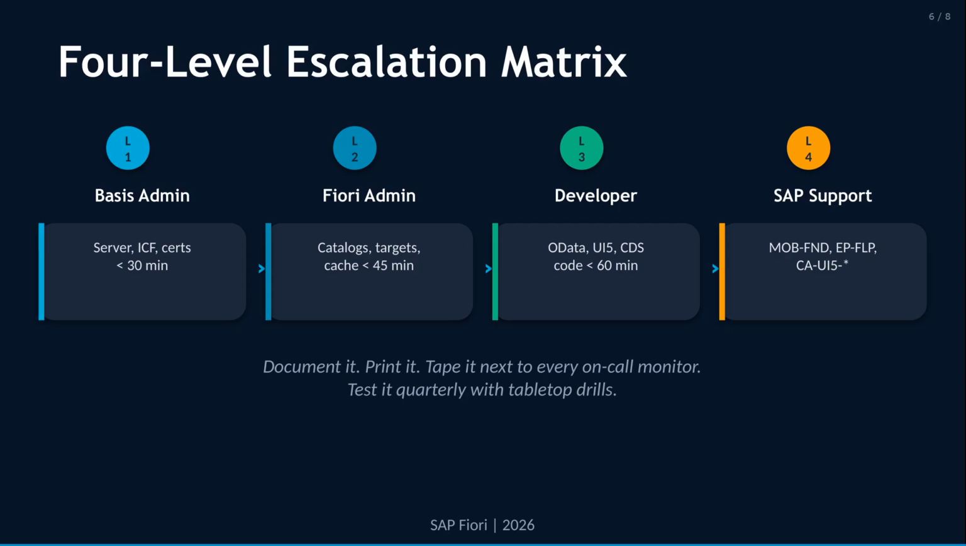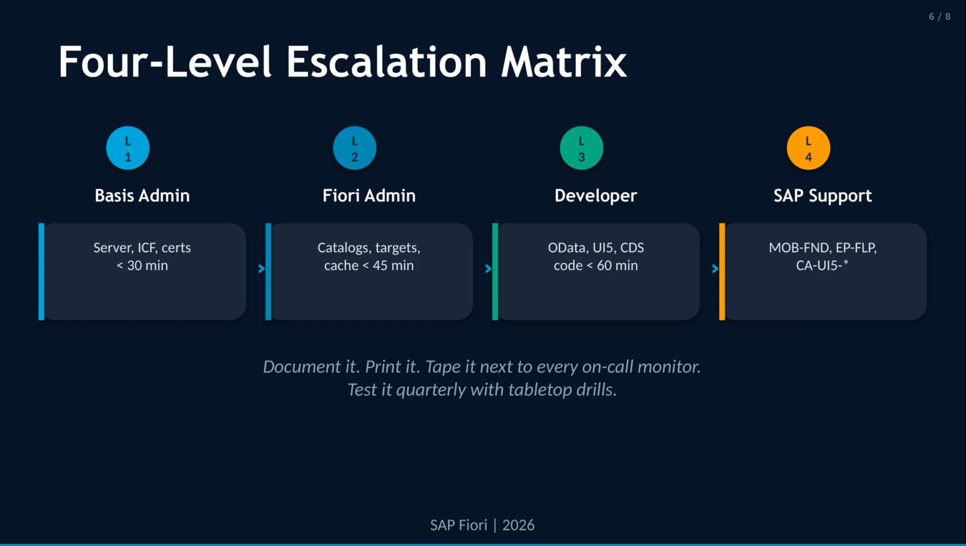A structured escalation matrix removes guesswork. Level 1 is the basis administrator. They handle infrastructure issues, server restarts, ICF service activation, certificate renewals. If the root cause is Fiori-specific, it escalates to Level 2, the Fiori administrator, who checks catalog assignments, target mappings, cache invalidation, and Launchpad configuration.